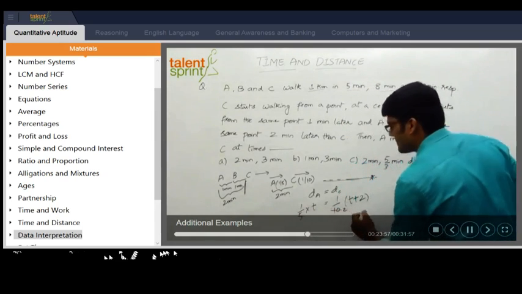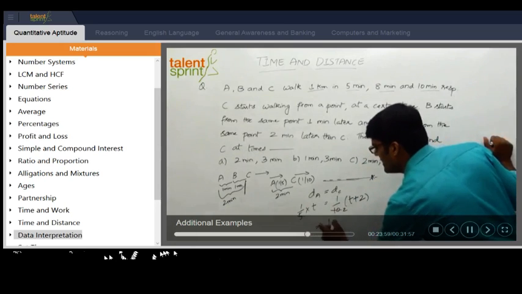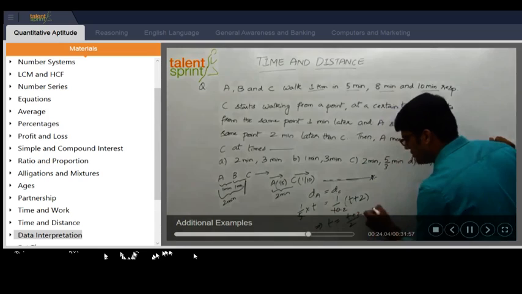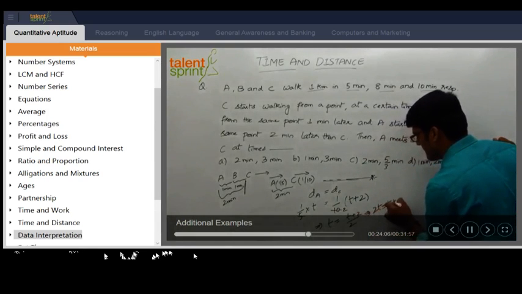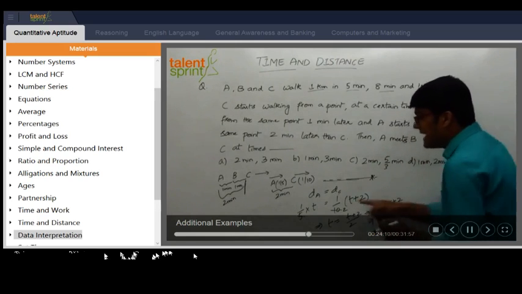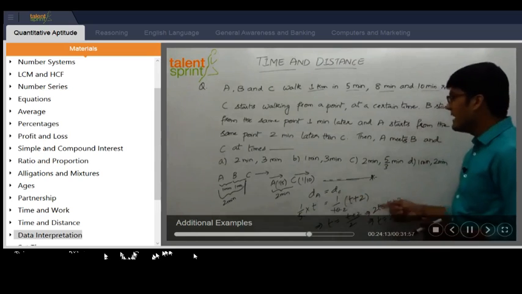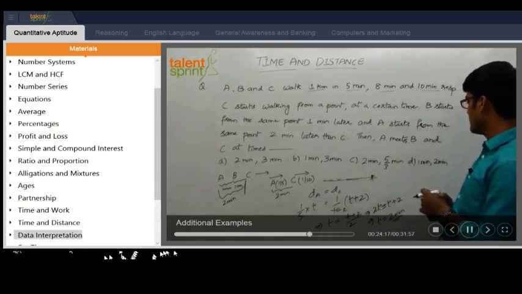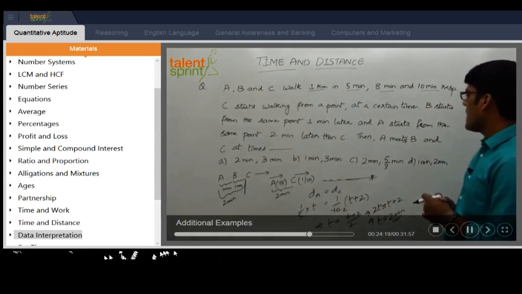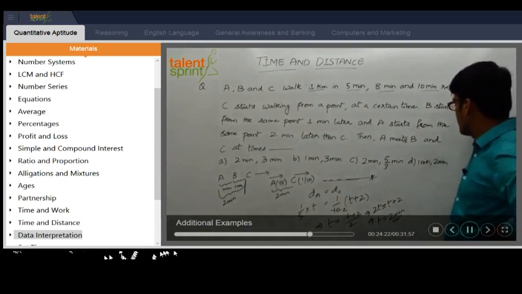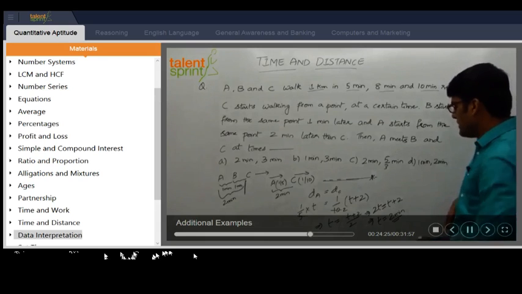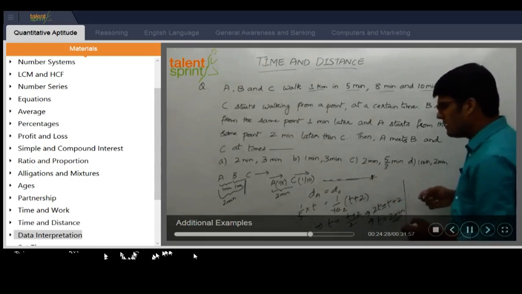Simplify this, what happens? This goes 2 times. So what do we get? T is equal to T plus 2 by 2, or 2T equals T plus 2, which implies T is equal to 2 minutes. That means A will catch C after 2 minutes. A meets C after 2 minutes. So the second time should be 2 minutes. I think only option here is option D. And likewise do it for A and B also.